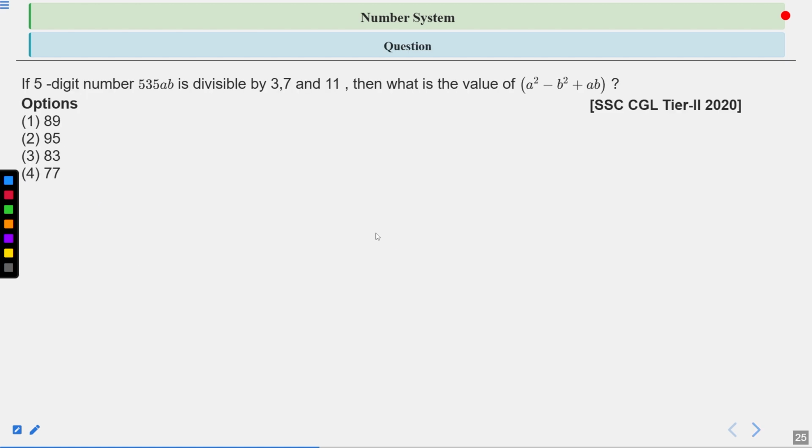If the 5-digit number 535AB is divisible by 3, 7 and 11, then what is the value of a square minus b square plus ab? This question was asked in the SSC CGL Tier 2 exam in 2020. So there are 4 options. First one is 89, second is 95, third one is 83, and fourth one is 77. Now you have 10 seconds to solve this question. Your time starts now.